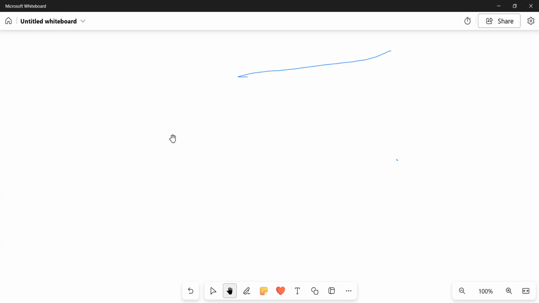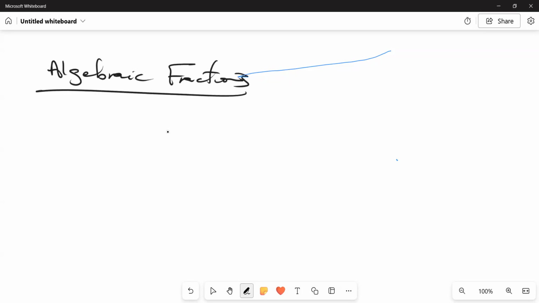Then there is algebraic fractions. Algebraic fractions, right? And these, well, it's a challenge for a lot of people, but you can add and subtract, multiply and divide them very much the way you do fractions. Let's do a few examples.